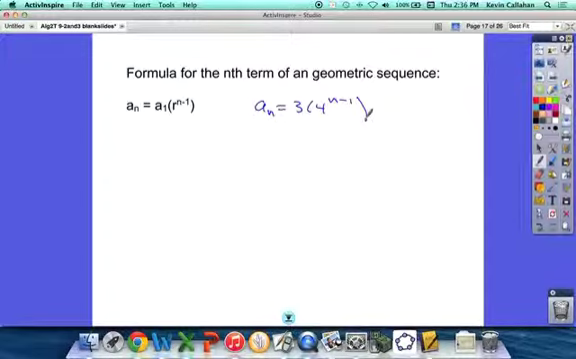You can't. And if you remember when we looked at the formula for the nth term of arithmetic, we said it looked linear. If you look at the formula for the nth term of a geometric, it looks exponential because the n is in the exponent.